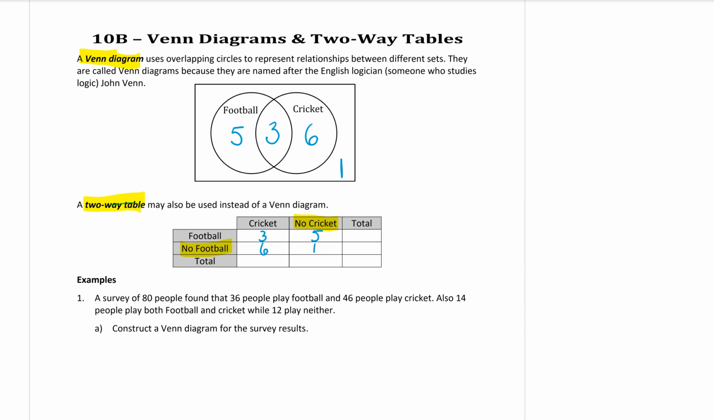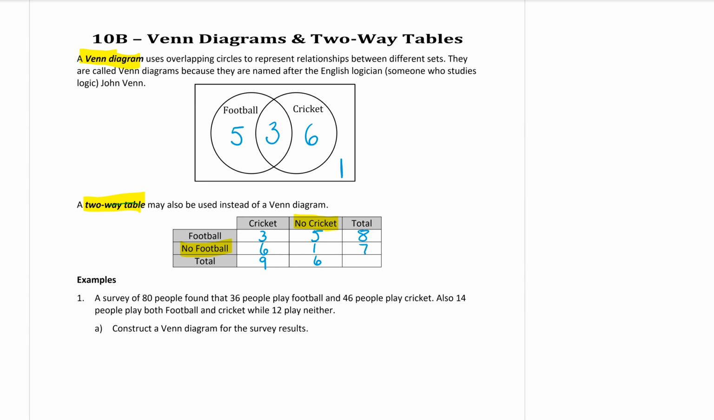Now, the two-way table also has these totals that you can put around the outside. So I want to add down the column to find this final number. 3 plus 6 is 9. That means there are 9 people who liked cricket, but 3 of them liked football as well, and 6 of them didn't like football. If we add this next column, 5 plus 1 is 6, and you can also add horizontally. 3 plus 5 is 8, which means there are 8 people who liked football, and 6 plus 1 is 7.